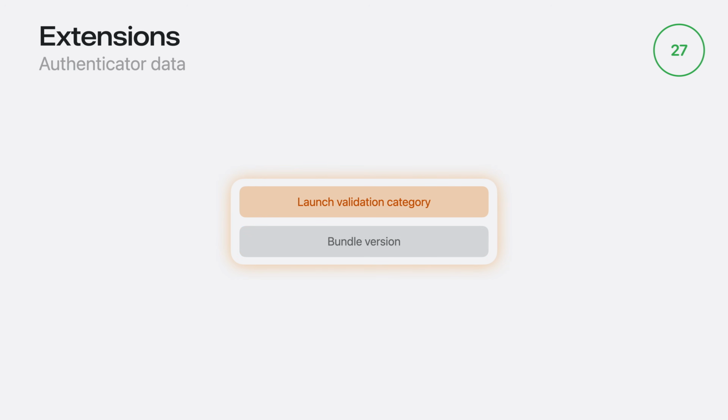The launch validation category helps you understand if your app is being executed in an unexpected environment. The bundle version helps you confirm that a version of your app that you distributed is running on the user's device. You should monitor these properties, check for unexpected values, and factor them into your overall risk assessment for a user. That's the attestation. It is especially useful for detecting signs of tampering.